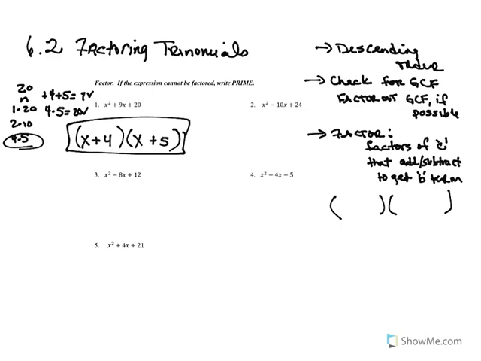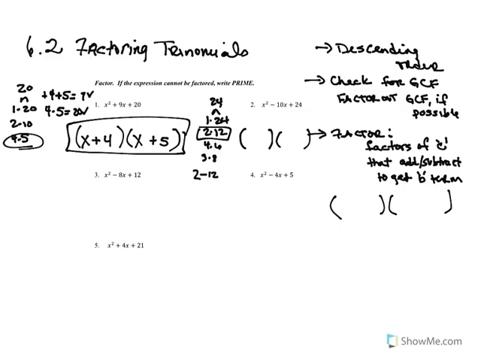Number 2. So we already know the first two check. Everything on this page is descending order. Nobody has a greatest common factor. So we can just go straight to our factoring. So factors of 24 that will give us a 10. So in this group, we can use 2 and 12 or 4 and 6, because both of those will give us 10. So let's do 2 and 12 first.